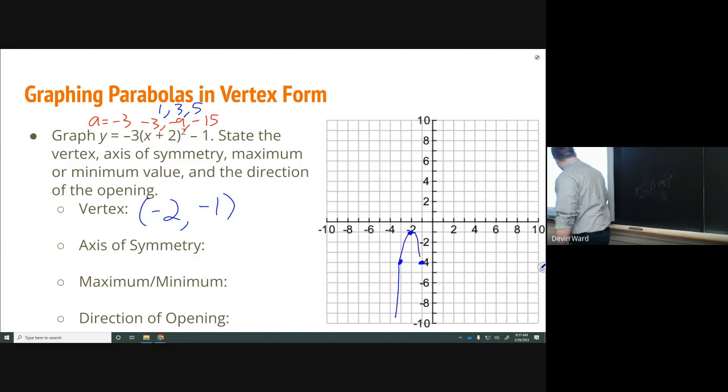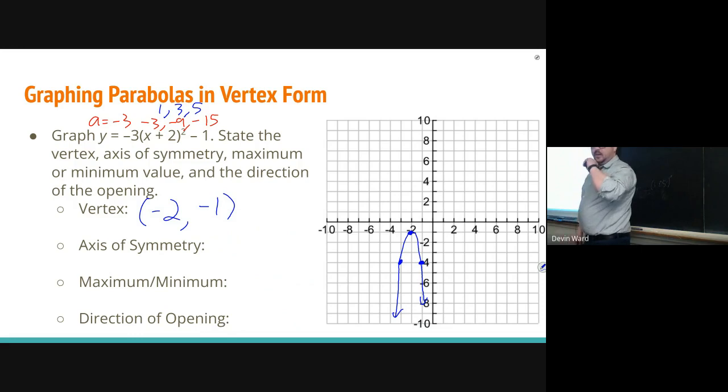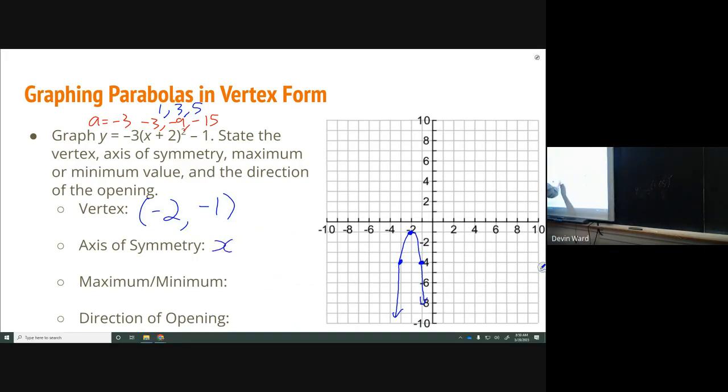So don't just draw the 3 dots on their own. Just make sure the lines are longer just to show that it keeps going down. Okay? What would be our axis of symmetry? Negative 2. Perfect. Axis of symmetry is x equals negative 2. Does it open up or down? Opens down. Perfect. So that means we have a maximum. It opens down. Maximum.